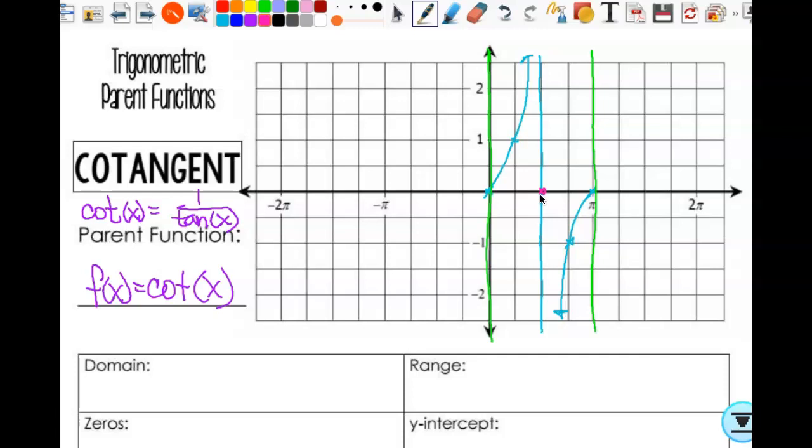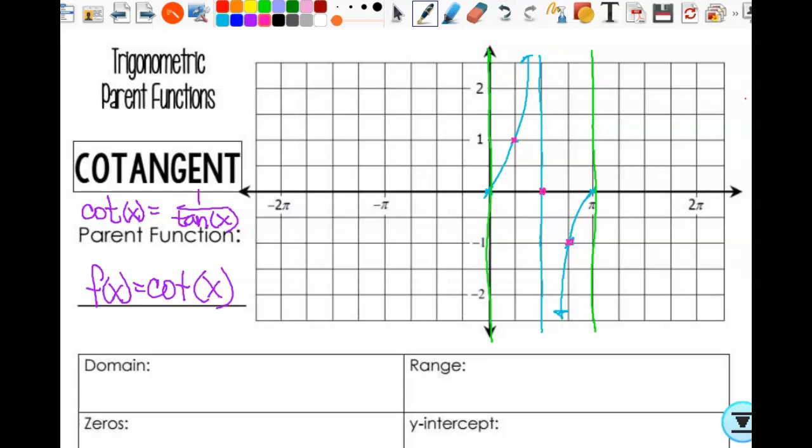Then where tangent is 1, what's the reciprocal of 1? 1. And then we have a -1. The reciprocal of -1 is -1. My favorite answer to that I get all the time is 1/2. I have no idea where that comes from, but it makes me laugh.